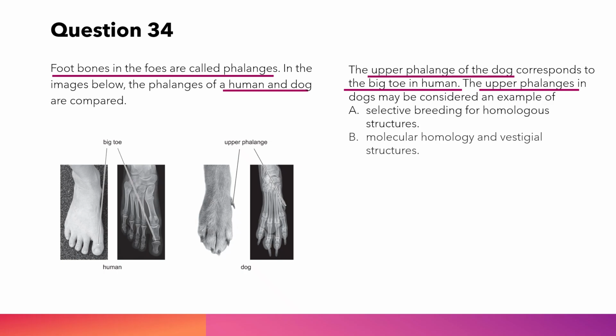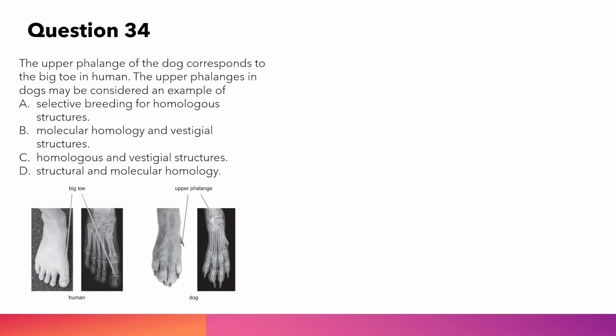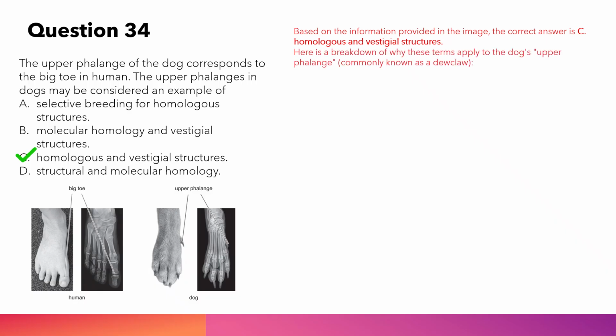Molecular homology and vestigial structures. Homologous and vestigial structures. Structural and molecular homology. Based on the information provided in the image, the correct answer is C, homologous and vestigial structures. Here is a breakdown of why these terms apply to the dog's upper phalange, commonly known as a dewclaw.